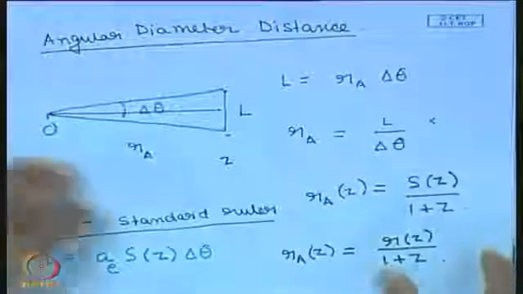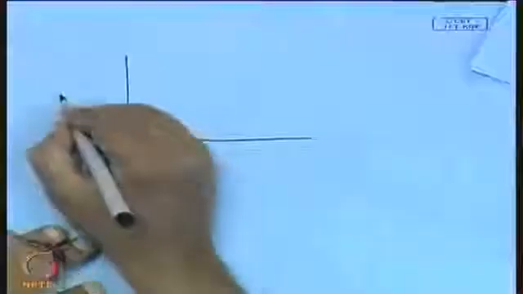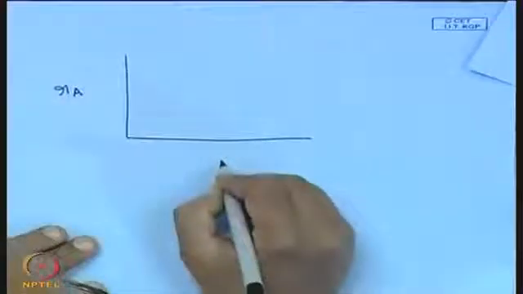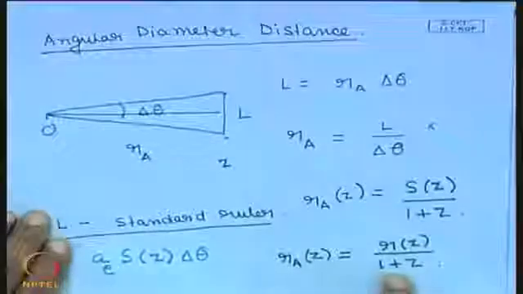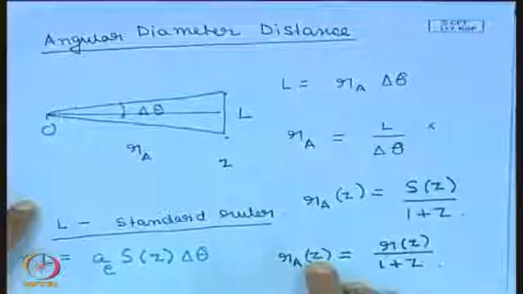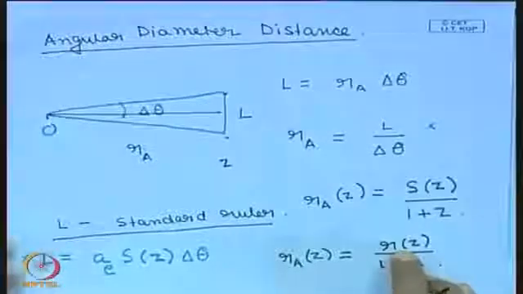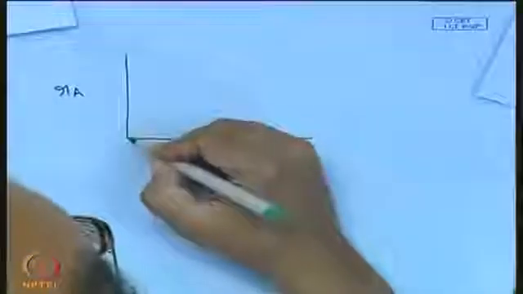So let me draw a picture of this. Let me draw a graph for this. Again you see for small z, the angular diameter distance is the same as the comoving distance, which we have seen follows Hubble's law. So, for small z it is going to be a linear behavior which is exactly the same as Hubble's law.